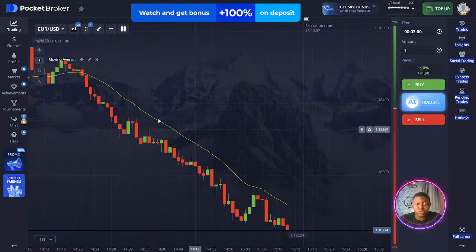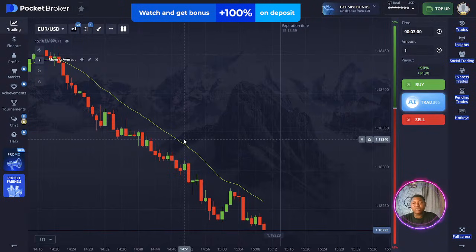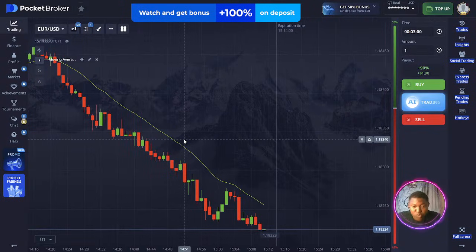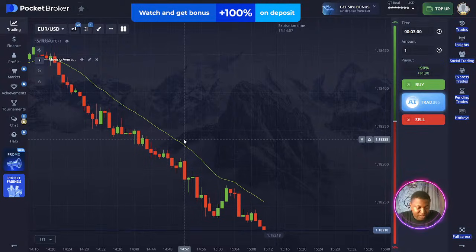Now the market is still going down, so we are going to take a trade. We can't wait for the market to go up forever. Now, one thing when you are trading quick trade on Pocket Broker is that you can easily recover after a loss. Yes, you can recover after a loss.